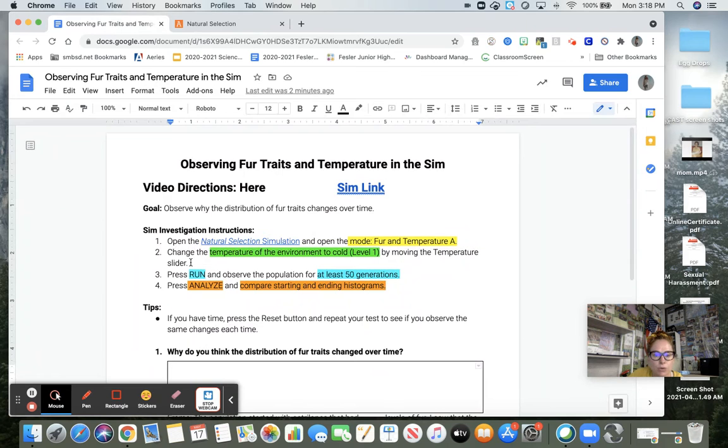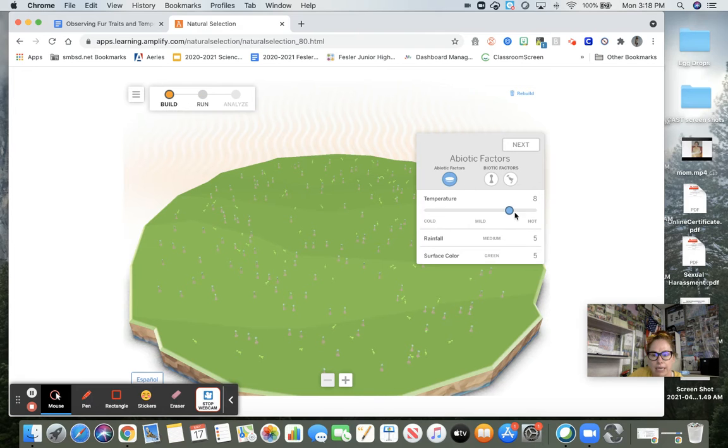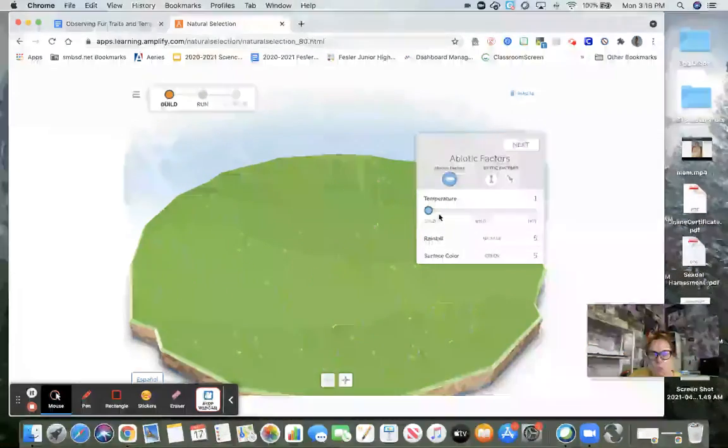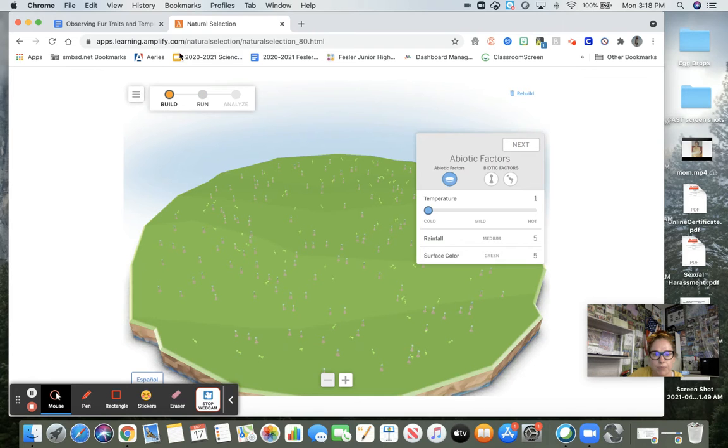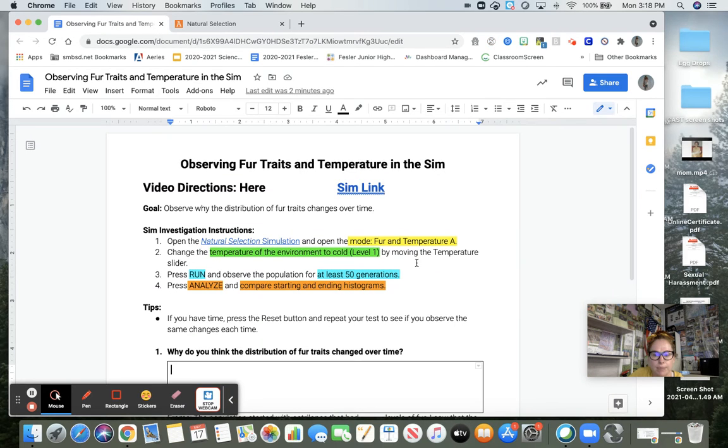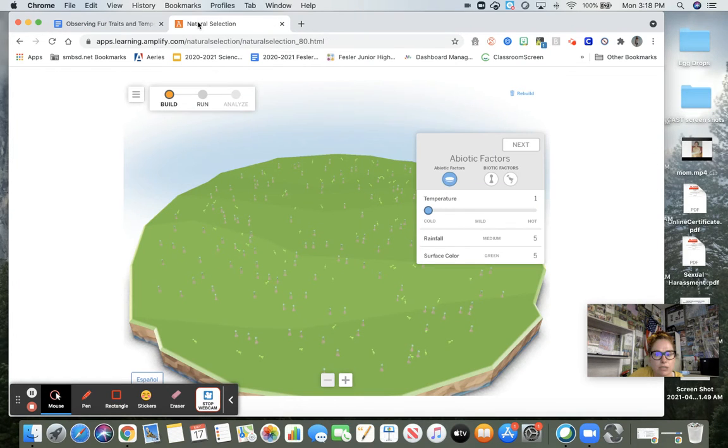Now we're going to change the temperature in the environment to level 1, cold. Right now it is at a level 8, and we want to change it to a level 1, so you take the slider all the way down. Then we're going to press run, and we're going to let it go at least 50 generations. Run is right here.